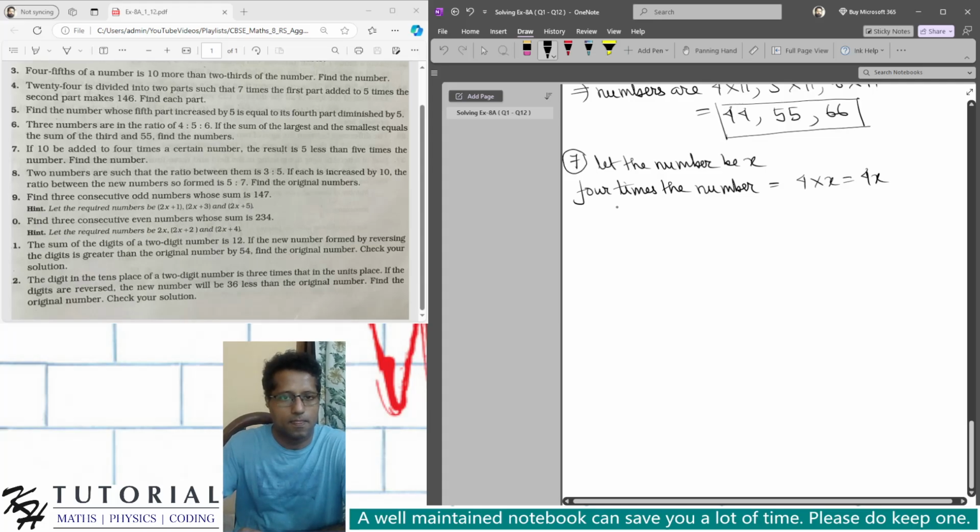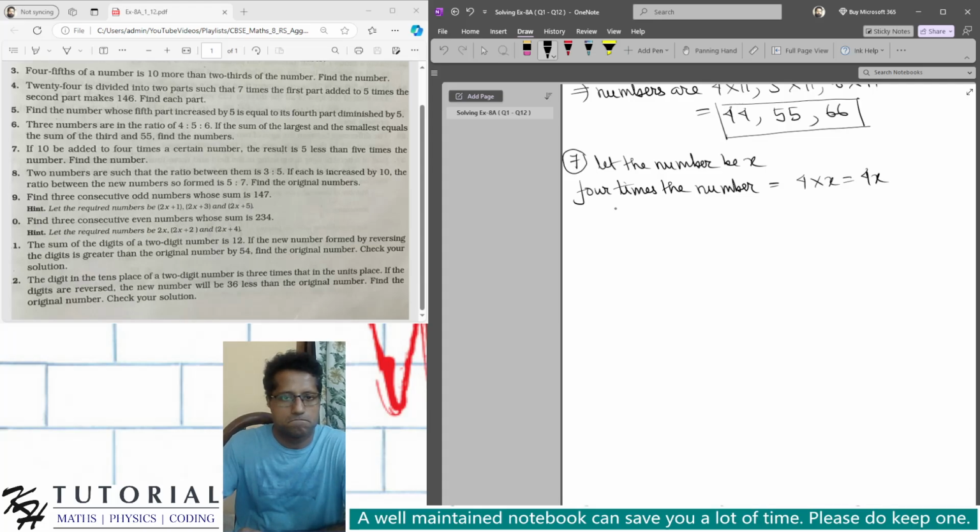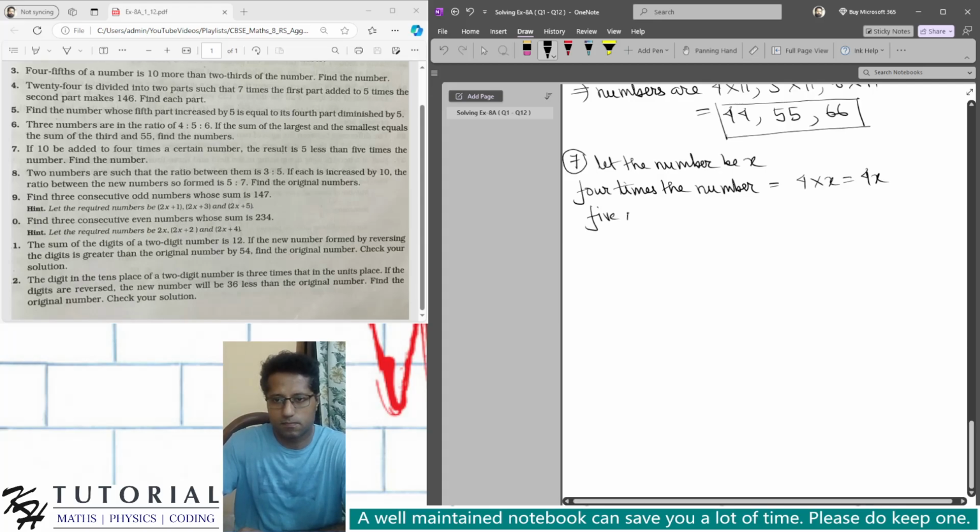And the result is 5 less than 5 times the number. So 5 times the number is equal to 5 multiplied by x, that is 5x.